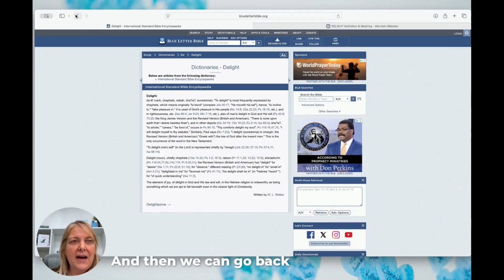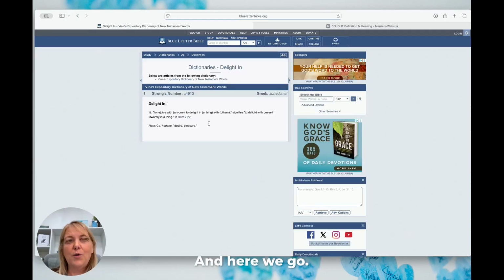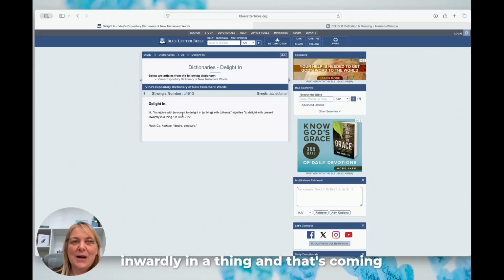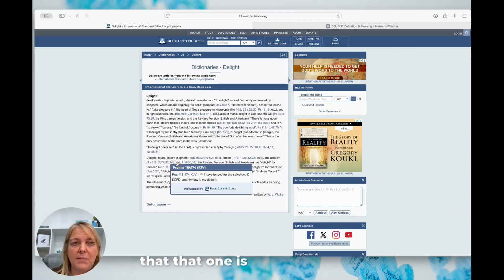And then we can go back and try one of these other dictionaries. Vine's Expository is a really well-known one. And here we go. Much simpler. To rejoice with anyone, to delight in a thing or with others, signifies to delight with oneself inwardly in a thing. And that's coming from Romans 7:22. So now let's take a look down here, because this delight looks like it might fit, especially since a lot of these are from Psalm 119, and we know that one is about scripture.